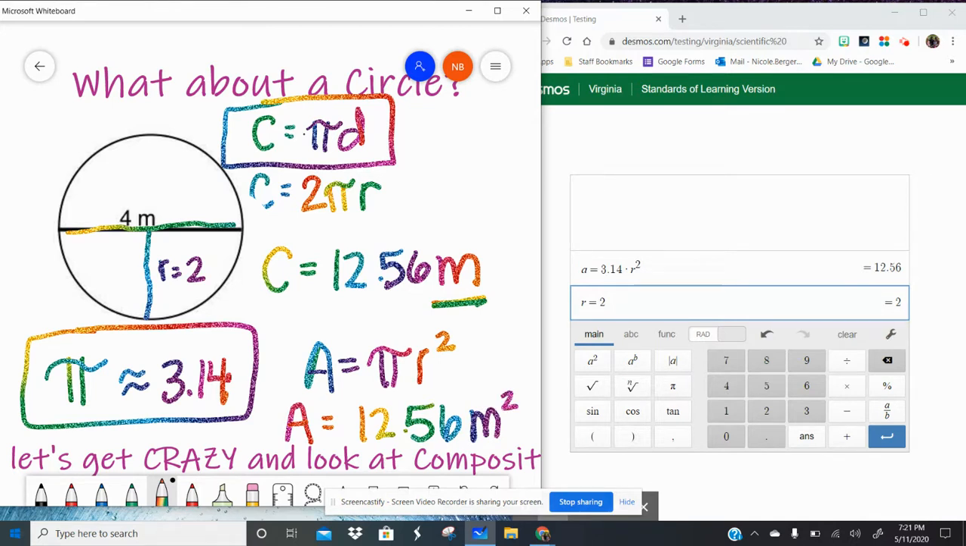This is a special circle. This is the only circle where the area and the circumference end up being the exact same. But that's okay. I like to show you special things.